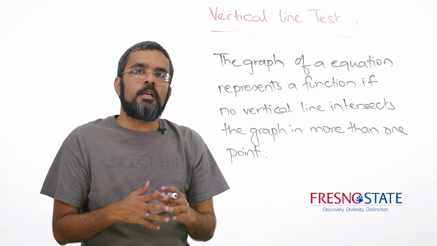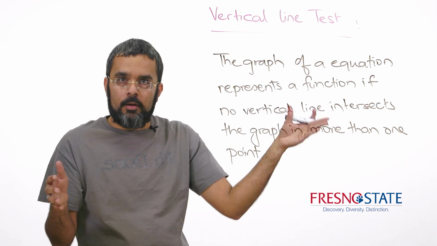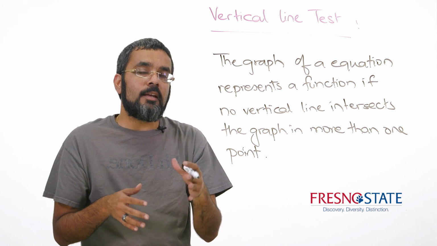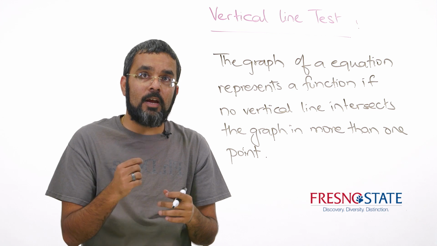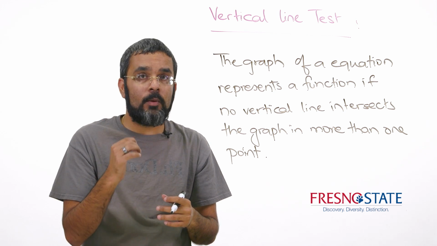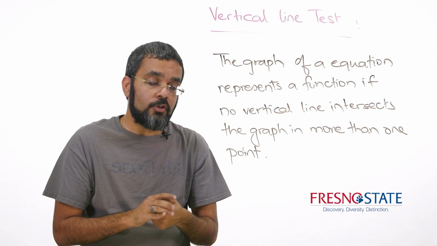In other words, if I have a graph of an equation and I draw a vertical line anywhere in the plane, that vertical line cannot touch the graph in more than one point. If it touches the graph, it has to be in one and only one point, no more. So let's take examples and see when a graph represents a function.